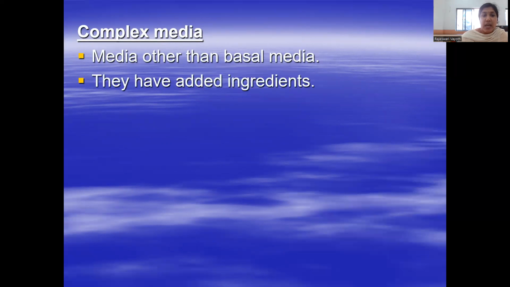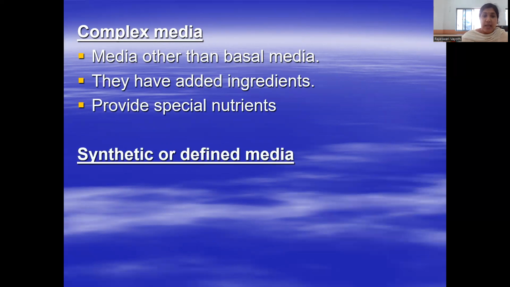Then complex media are the media other than basal media. They have added ingredients. It is mainly for the growth of fastidious bacteria, the bacteria which are exacting in their nutritional needs. It provides special nutrients to the fastidious bacteria. Fastidious bacteria are the bacteria which need extra nutrients, which are exacting in their nutritional requirements.